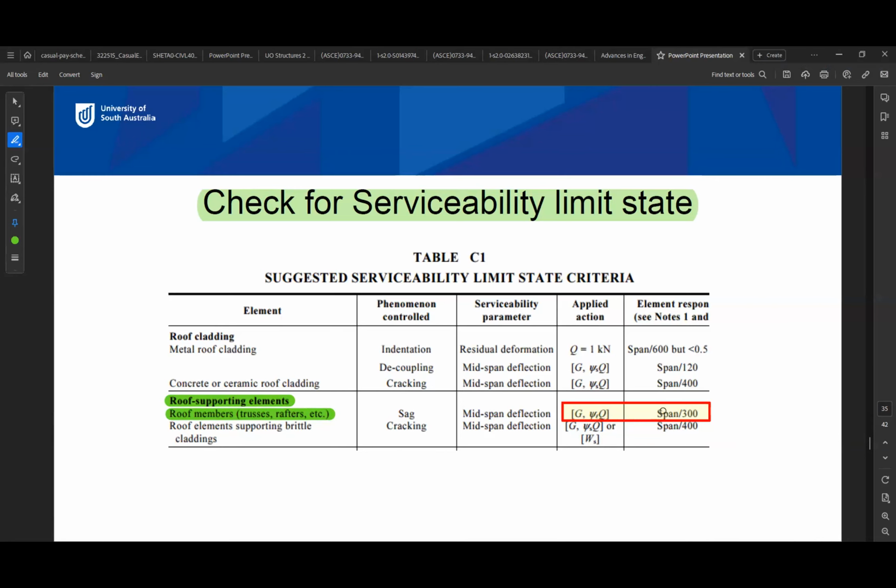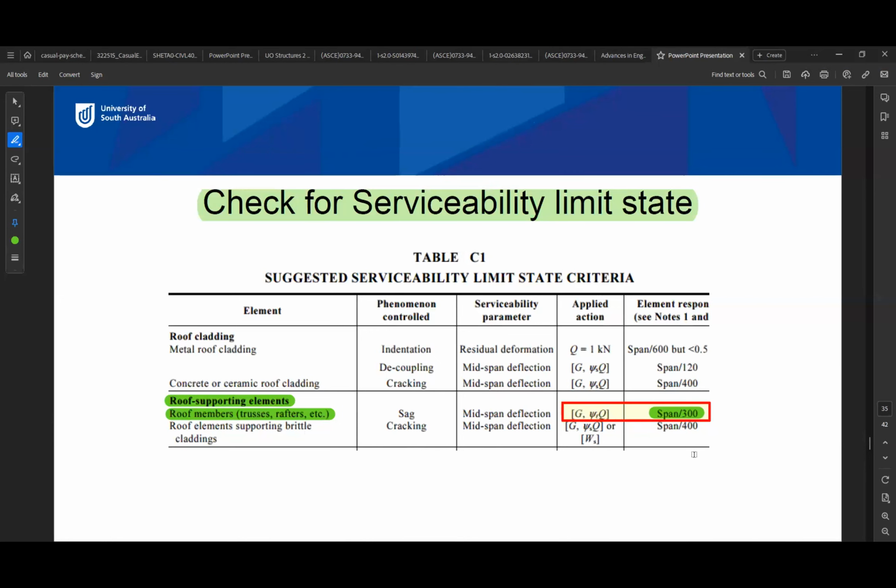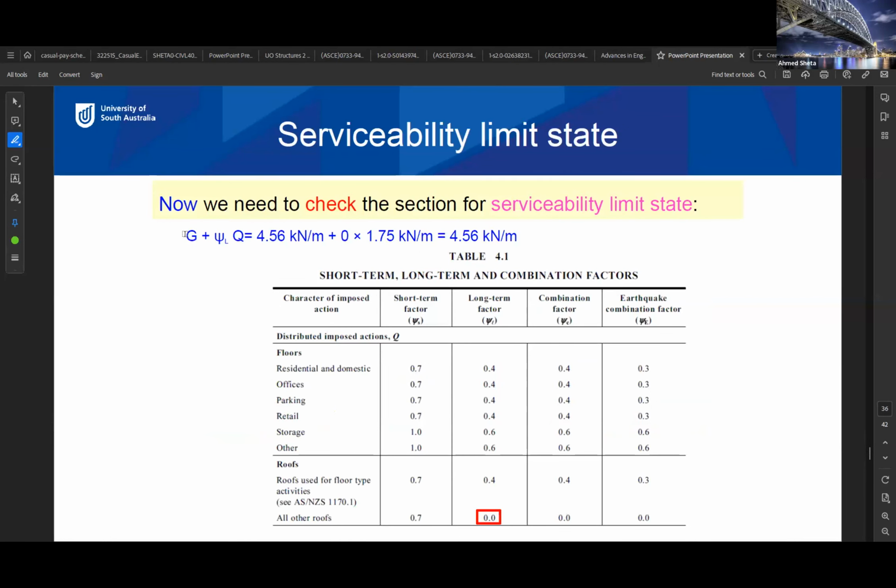When we check the deflection, we will check with the span over 300, so the limit will be 16 divided by 300. So here, what is the load combination for serviceability? As you can see, psi L is 0 for roof, so the final combination is 4.56.